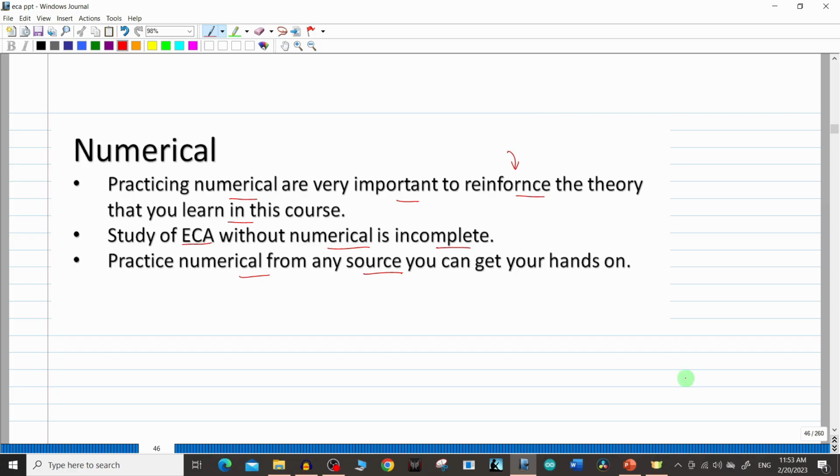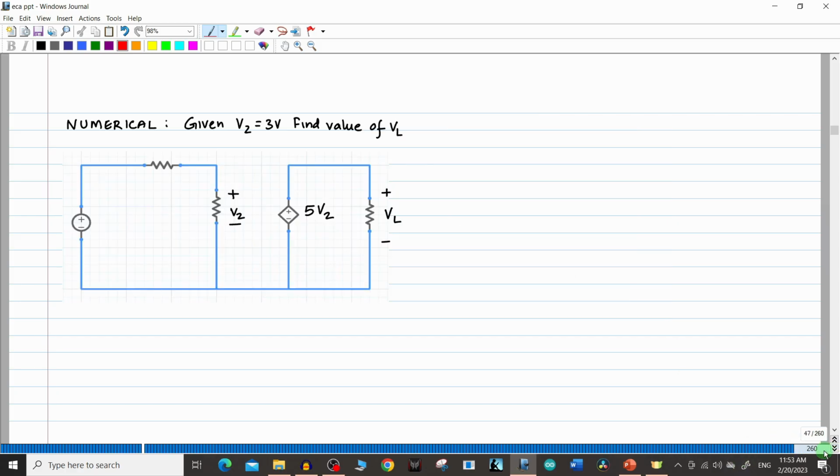So now let us start with the first numerical here. It's a very simple numerical. So you have a circuit here. Till now we have not gone into the definition of circuits, networks, etc. But for this numerical, it is not necessary to understand that. So they have given that the voltage V2 is 5 volts, and they expect you to find the value of VL.